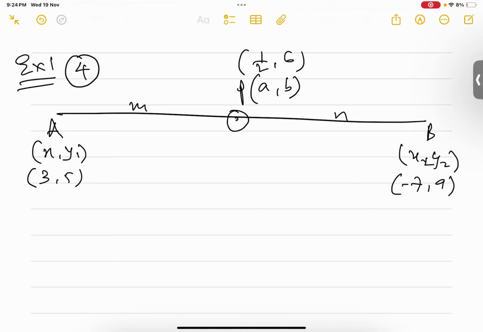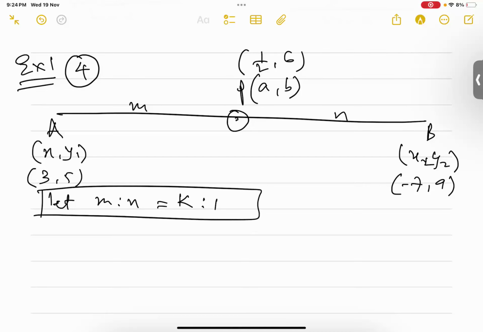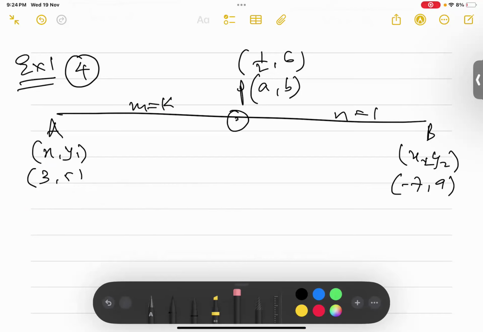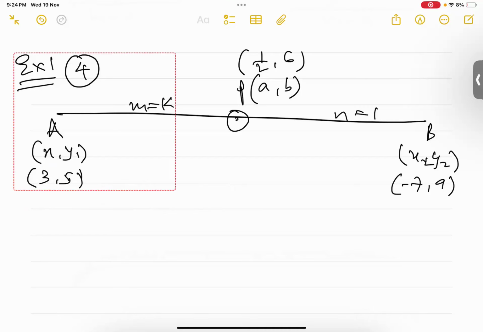So P divides the line in what ratio is what they're asking. Now let m is to n equal to k is to 1. That's our assumption. Or we can also take m as k and n as 1. Okay, so this is the method. Remember this. Take m as k and n as 1.